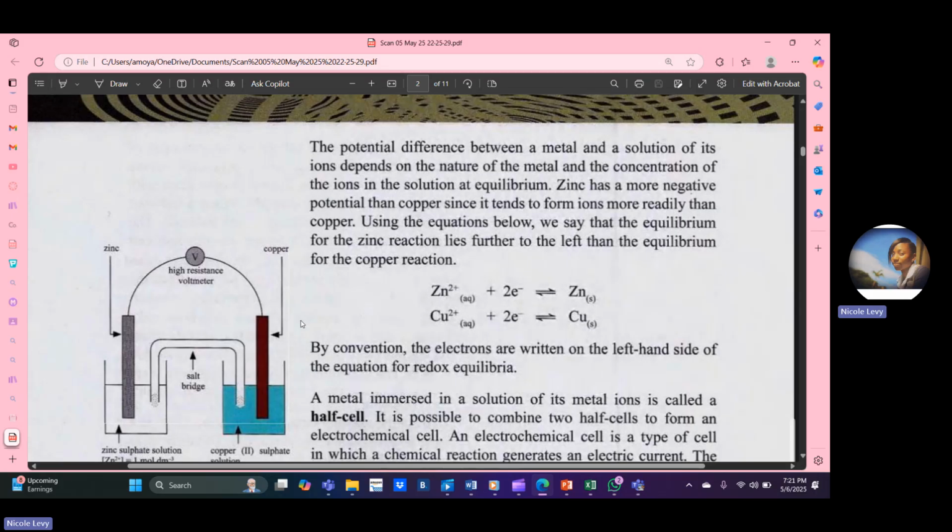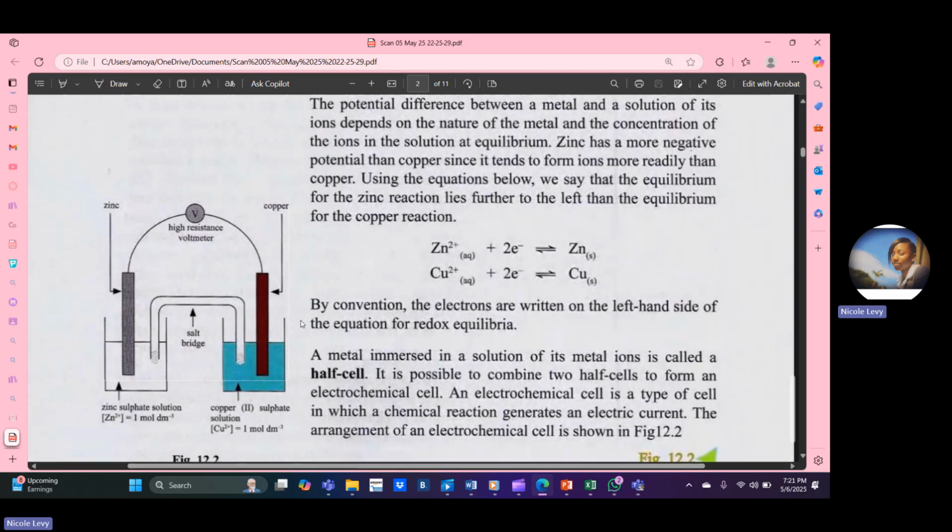Using the equation below, we say that the equilibrium for zinc lies further to the left than the equilibrium for copper. So this reaction here is where we have the zinc losing electrons to form zinc ions, right, if we look at it in this direction. So this reaction lies more to the left, which is on this side. So zinc has a greater tendency to lose electrons.